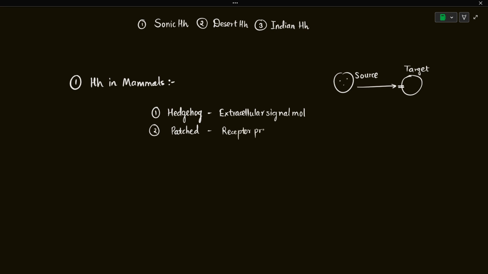I'm discussing the proteins that are found in mammals only, not Drosophila here. So the Hedgehog protein is the extracellular signaling molecule, and the Patched protein is the one which is going to receive this Hedgehog. That is present over the plasma membrane of the target cell.